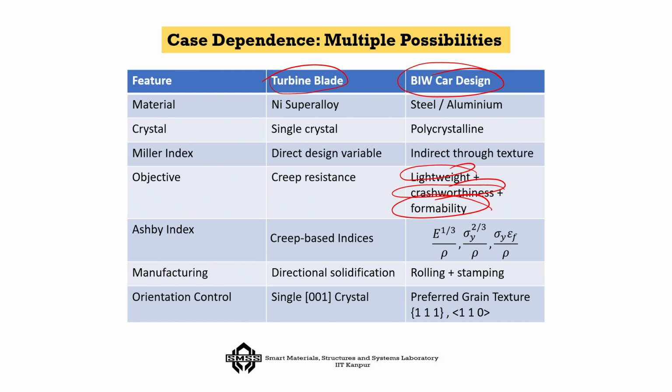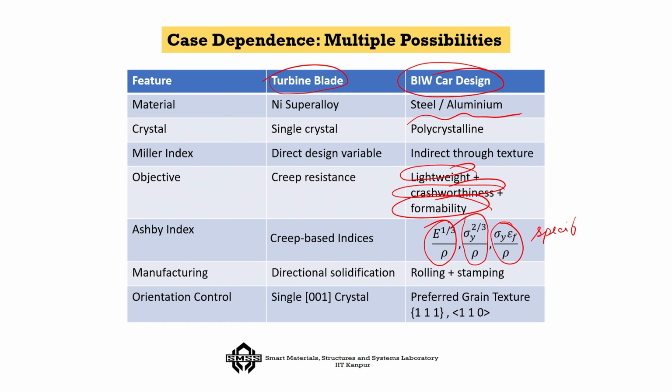Secondly, I do not have a high temperature requirement, but what I need is good workability. So steel or aluminum is good for us. Next, what are the Ashby indices? We already know that against stiffness, the Ashby index is E to the power 1/3 over rho. Against strength, it is sigma y to the power 2/3 over rho, and against energy absorption, it is sigma y epsilon f by rho. Each one of them is specific.